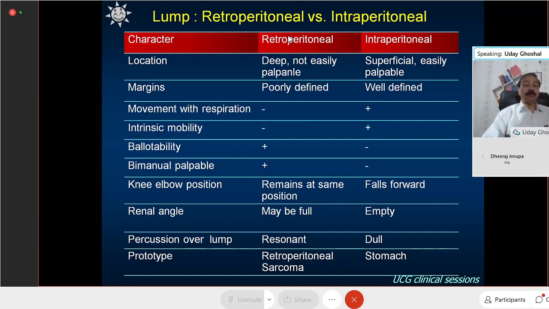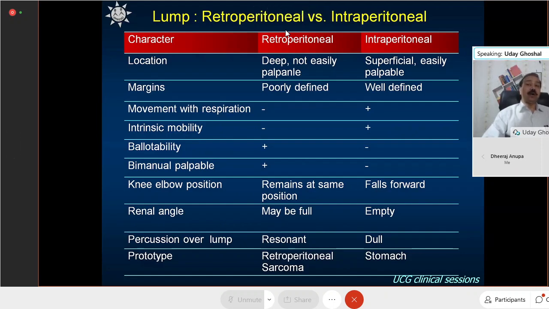Bimanual palpability is usually a feature of retroperitoneal lump, not intraperitoneal. Knee elbow position, retroperitoneal remains the same, whereas intraperitoneal falls forward. Like our patient, the finding was that on knee elbow position, the lump was falling forward. Renal angle may be full in retroperitoneal. In our patient, it was empty. So therefore, our patient had empty renal angle.